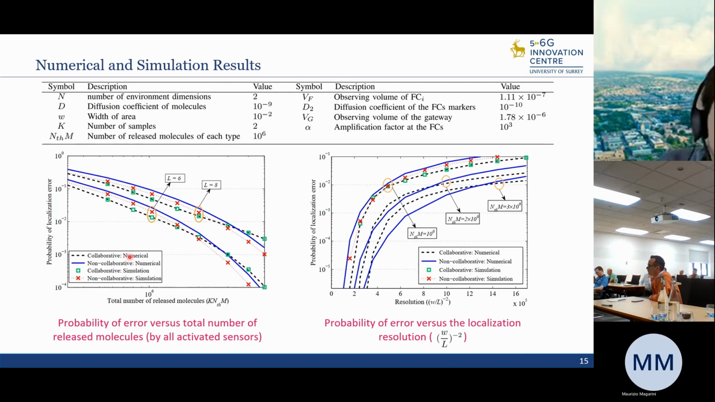mean value approximation. And here this effect is shown better because we see that when we increase the number of released molecules in the lower curves, the non-collaborative sensors outperform the collaborative one, in particular in the mid-range resolution. Also, I forgot to mention that to have a fair comparison between the two cases, we set the number of active sensors equal in both cases.